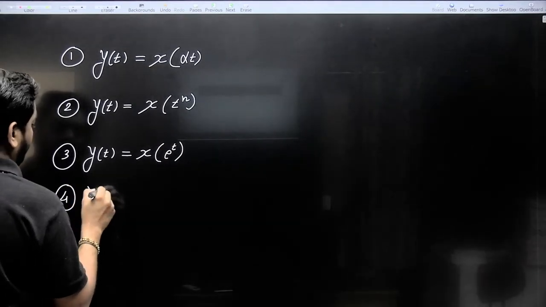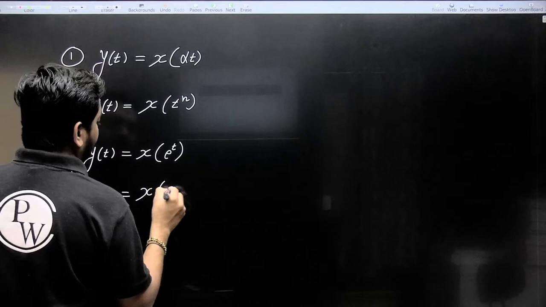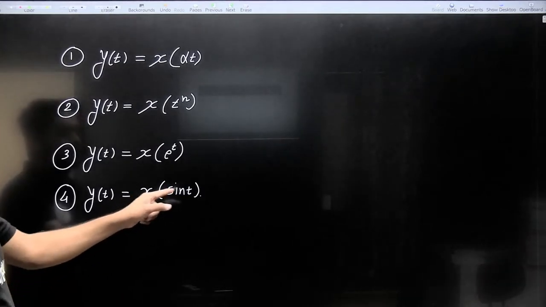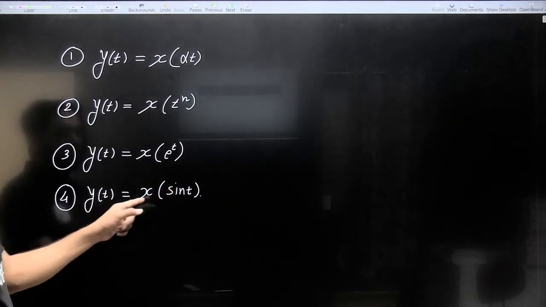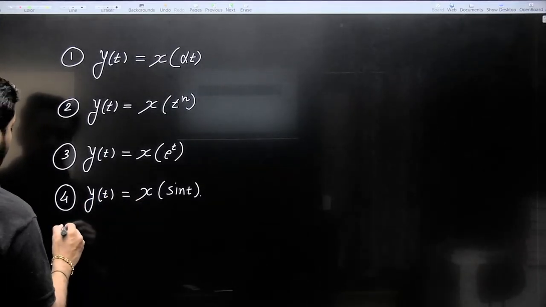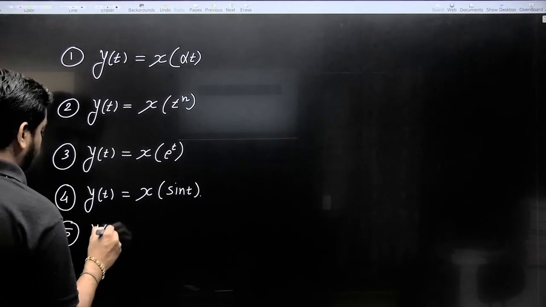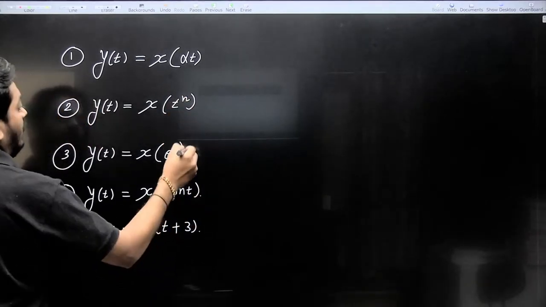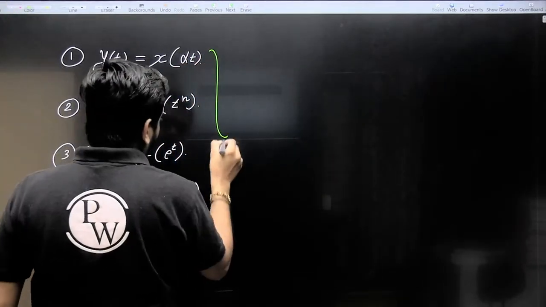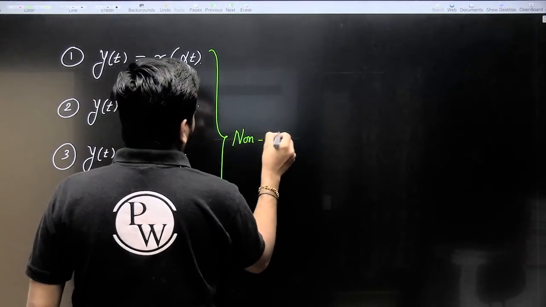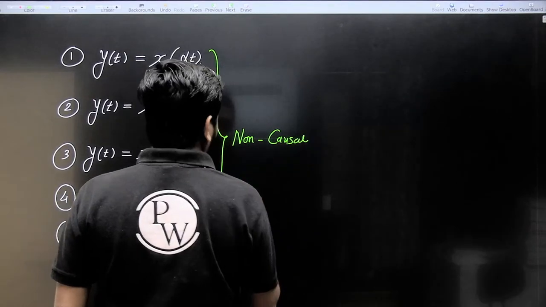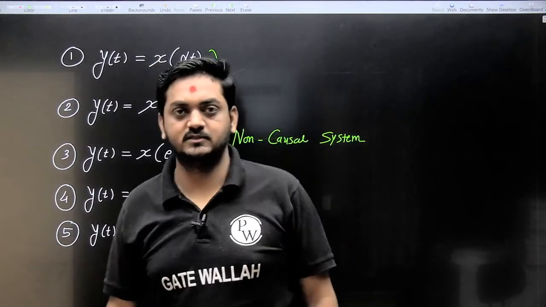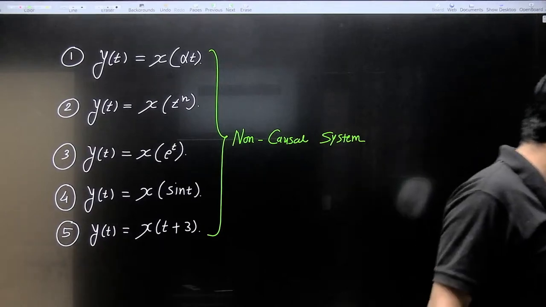Suppose you are writing y of t equal to x of sin t, tell me whether this is causal or non-causal. Put t equal to minus pi. Then sin of minus pi is 0, so y of minus pi equals x of 0. Again, the present output depends on the future input. In this case also, and for an advance operation like x of t plus 3, in all these cases the given system will always be a non-causal system. Correct? Is this clear to each and everyone? Okay, very good.